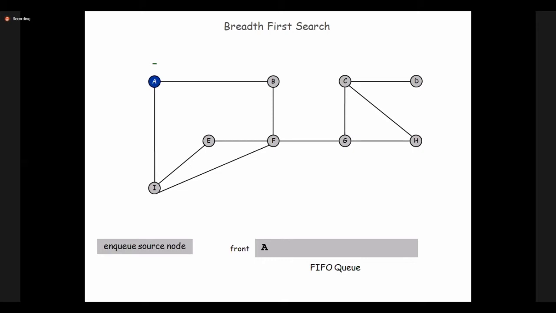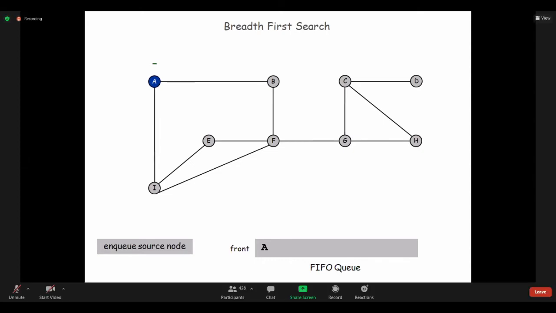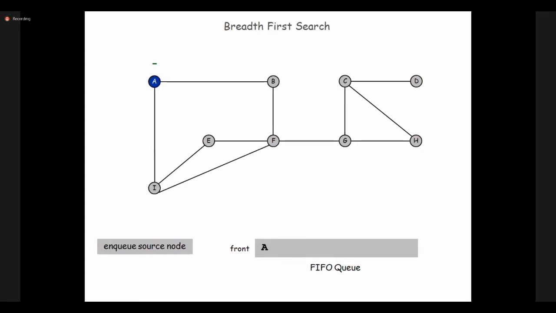I am inserting A in the queue at the rear end. You know the queue, rear end and front end, right? At the rear end we will insert the elements, and at the front end we will delete the elements. Initially front and rear will be at the same position. After inserting one item, my rear will be increased by 1. These things you know, right?